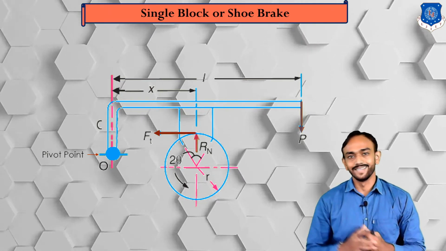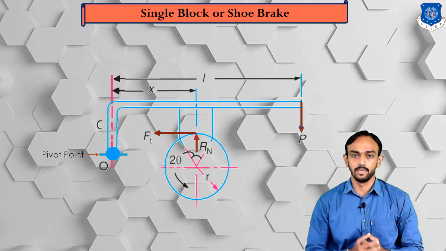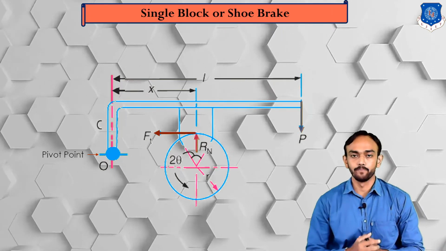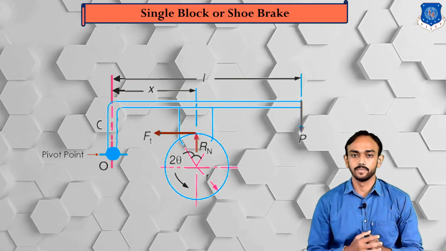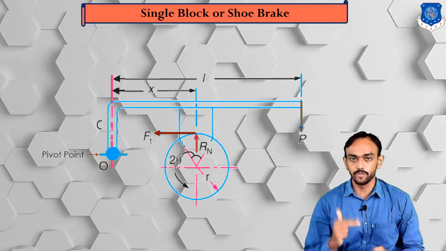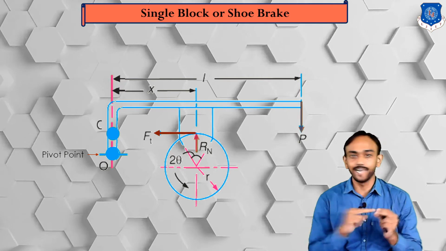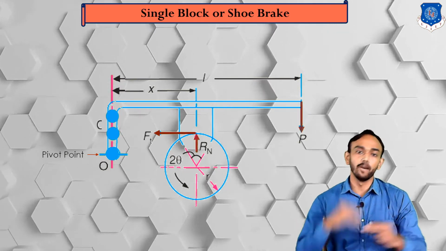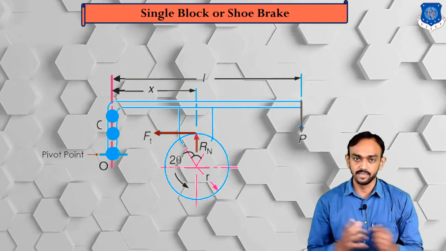Now there are three types of arrangement we can see in this single shoe brake. You can see on the screen right now the friction force Ft and pivot point O. This arrangement can be different. The point O is right now below the friction force, but this pivot point can be in line with the friction force, and it can also be above the friction force. These three cases we will study in this chapter.